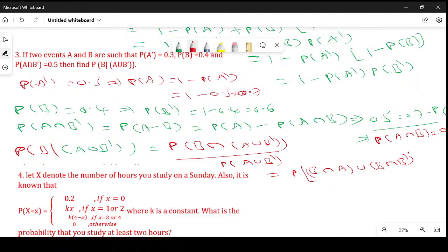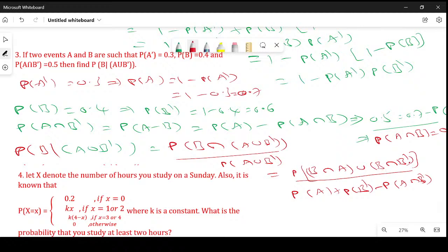So this is the probability of this divided by P of A union B complement. P of A union B complement, we can expand this denominator: P of A plus P of B complement minus P of A intersection B complement. We know all the values.